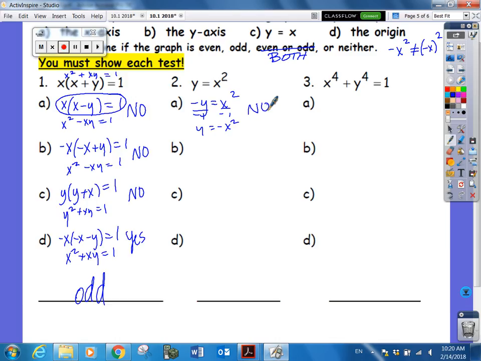The next one, we are plugging in a negative x in the place of x. So x is being squared. So this one is important that you do put parentheses around it because we're replacing x with negative x. And then if we were to square negative x, we would get x squared. So that answer is yes.